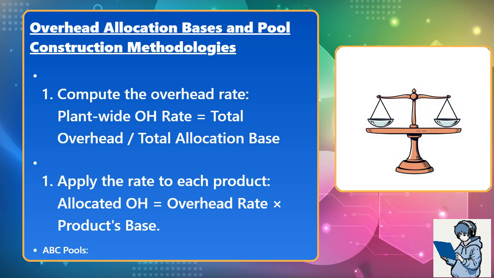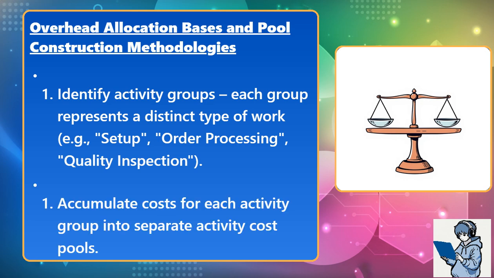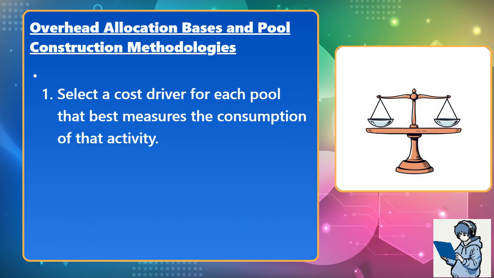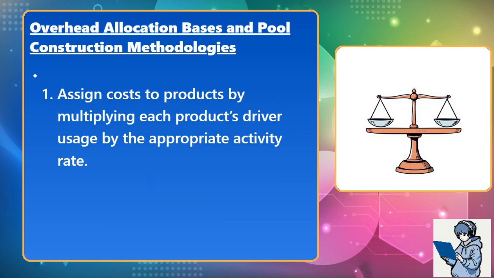ABC pools. Identify activity groups. Each group represents a distinct type of work, for example, setup, order processing, quality inspection. Accumulate costs for each activity group into separate activity cost pools. Select a cost driver for each pool that best measures the consumption of that activity. Compute activity rates. Activity rate sub K equals cost in pool sub K divided by total driver units sub K. Assign costs to products by multiplying each product's driver usage by the appropriate activity rate.